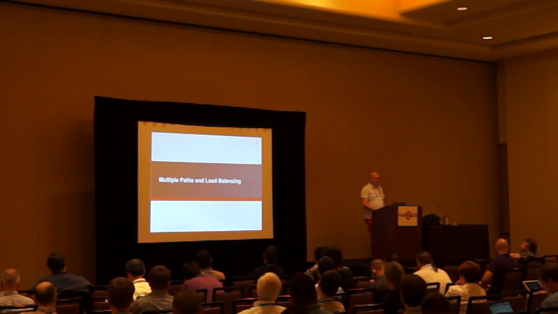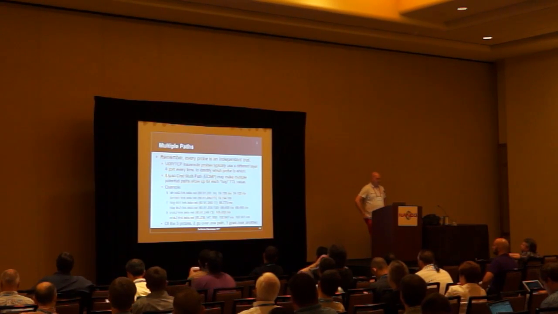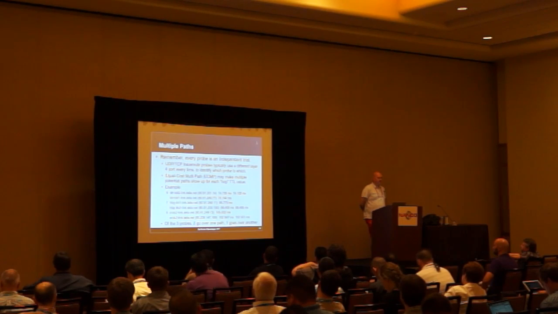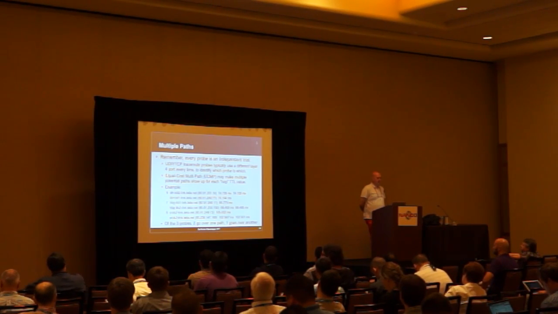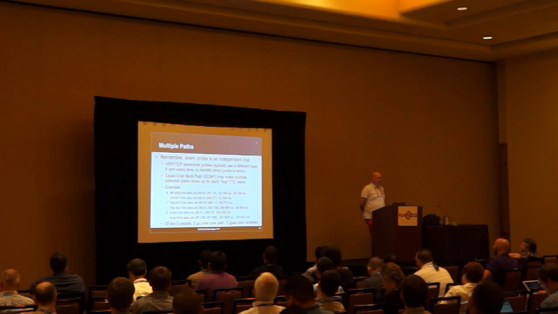Another big thing that affects traceroute is multipaths and load balancing. So remember, like I said at the beginning, every probe is a completely independent trial, and most traceroute packets, the UDP and TCP traceroute probes, use a different layer 4 port every time, so they know which probe they're on: hop 3, hop 4, probe 1, probe 2.